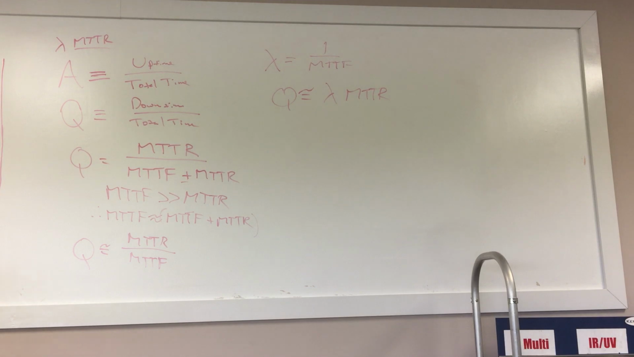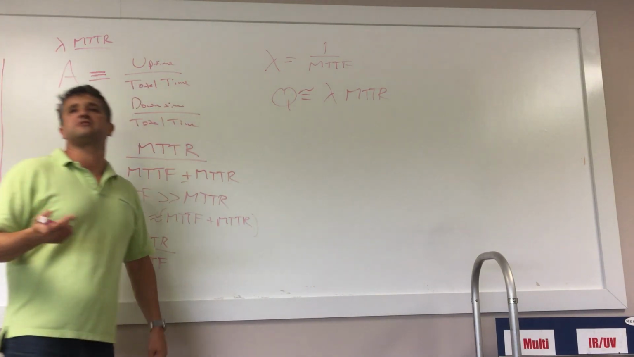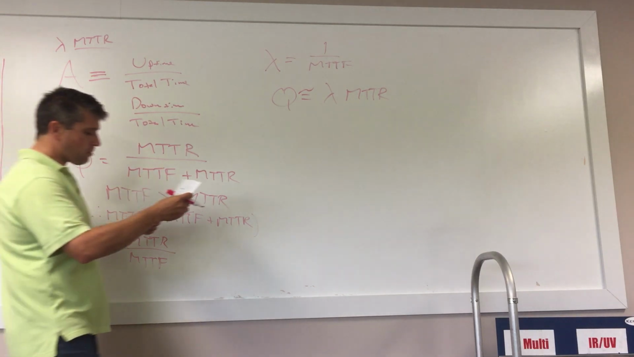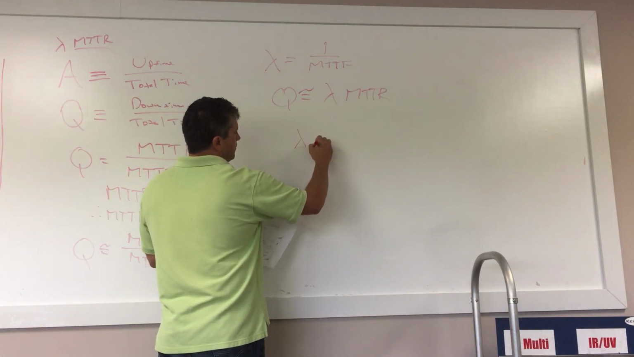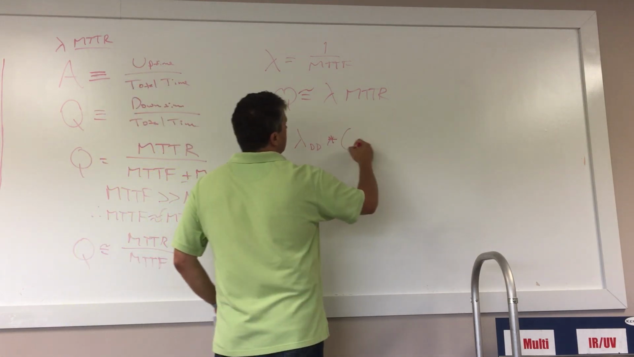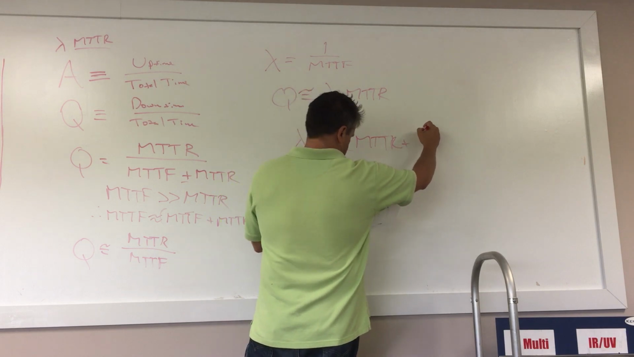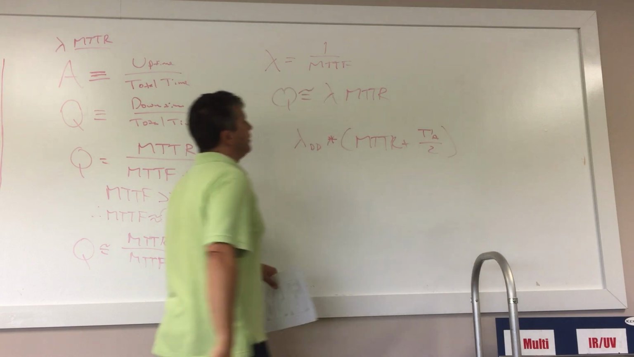Okay, so this is the term that we're going to use for the dangerous detected failures, unavailability due to dangerous detected. If you remember from our worksheet, that was lambda DD times MTTR plus test interval automatic over 2.